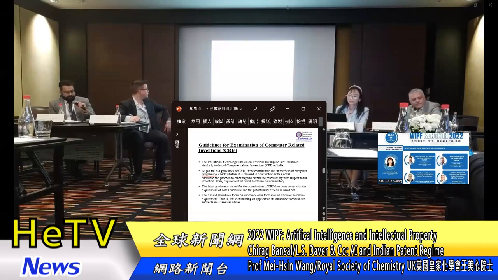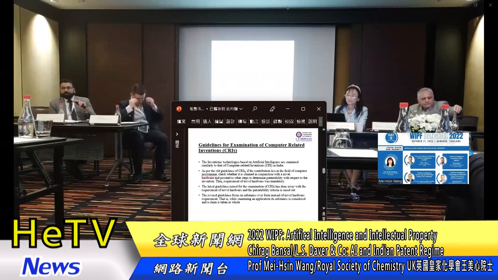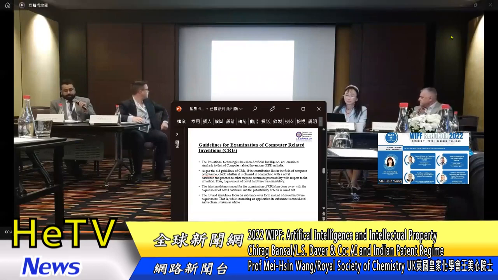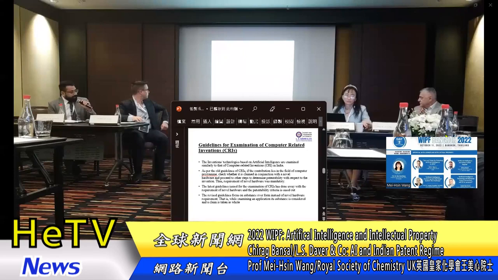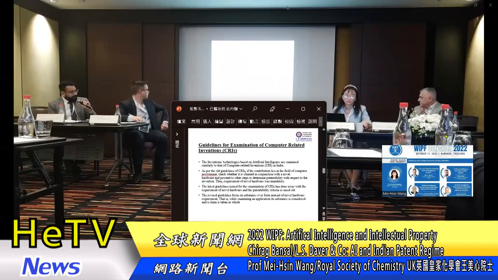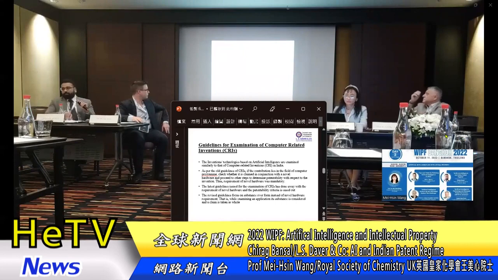As per the old CRI guidelines, if the contribution lies in the field of computer program, then the examiner checks whether it is in conjunction with novel hardware before proceeding to other steps to determine patentability. This made the requirement of novel hardware mandatory. The latest guidelines have now done away with the requirement of novel hardware, and the patentability criteria is eased. The revised guidelines focus on substance over form instead of the novel hardware requirement.